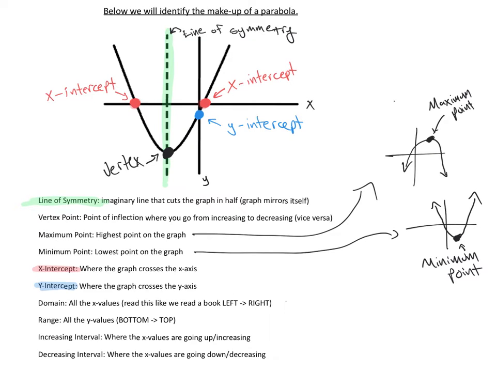The next two vocabulary terms are domain and range. Domain is going to be all the x values included in the graph. We read our domain from left to right, just as you would a book, starting with the smallest or the lowest x value, and finishing with the greatest x value. So with that being said, let's go back up here and take a look at the x-axis.